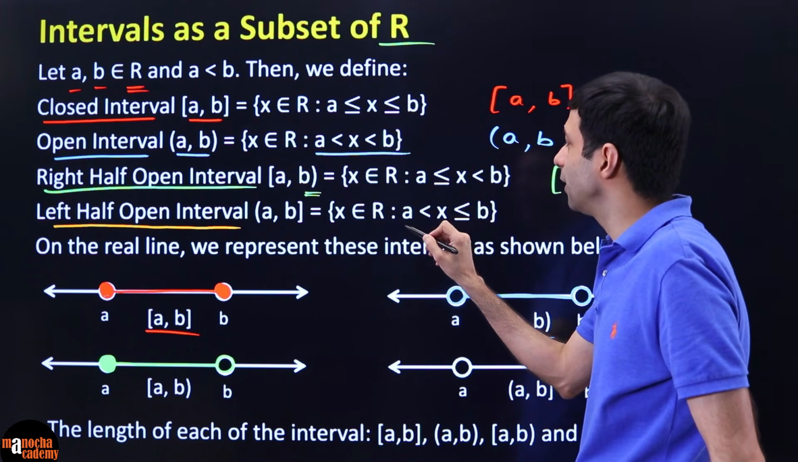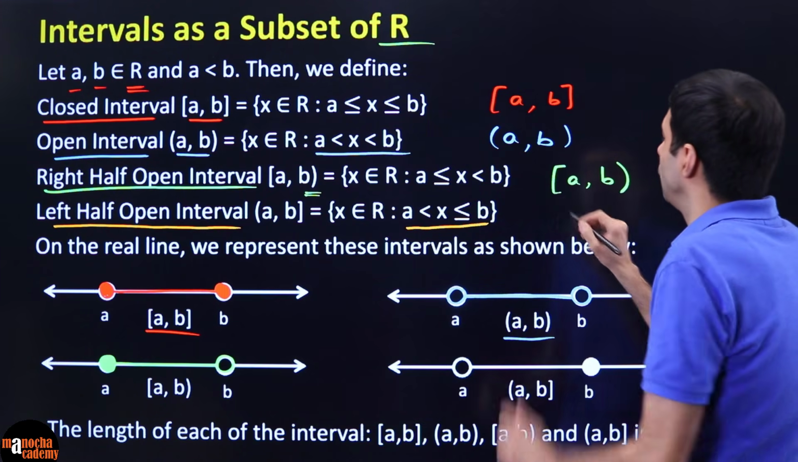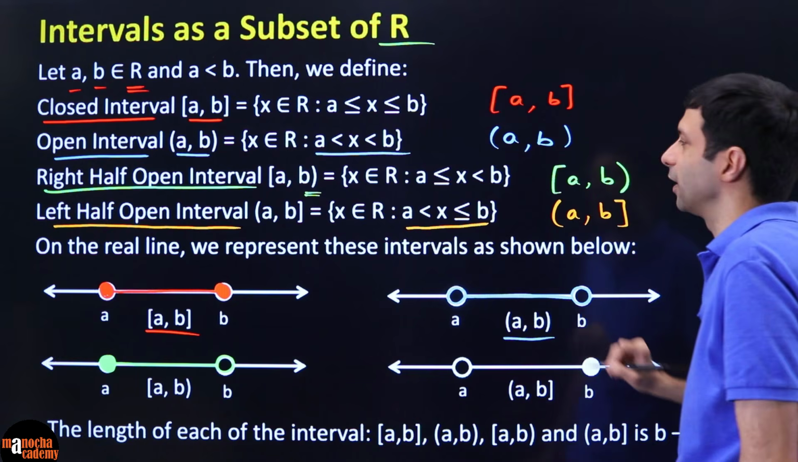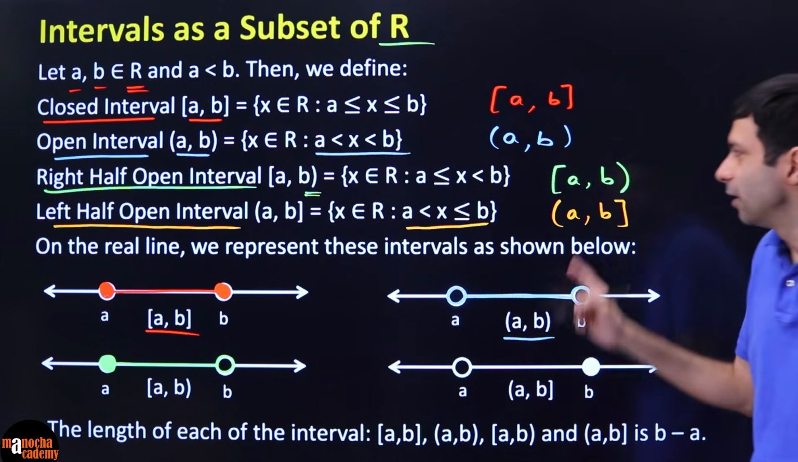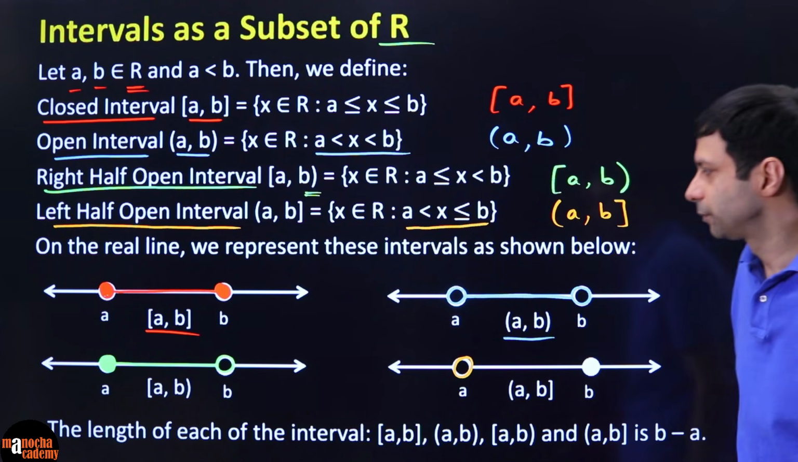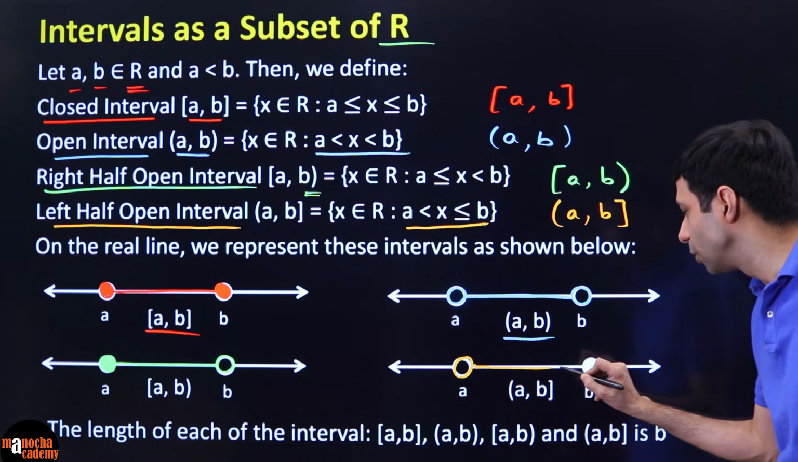Because x is greater than A but less than or equal to B, and this we denote with the regular bracket A, comma B, and then we will put the closed bracket here. Basically, the left half is open. And how do you represent it? Remember again, if you're not including the number, you will represent it with a hollow circle. Then you draw your line to include all the numbers on the number line.